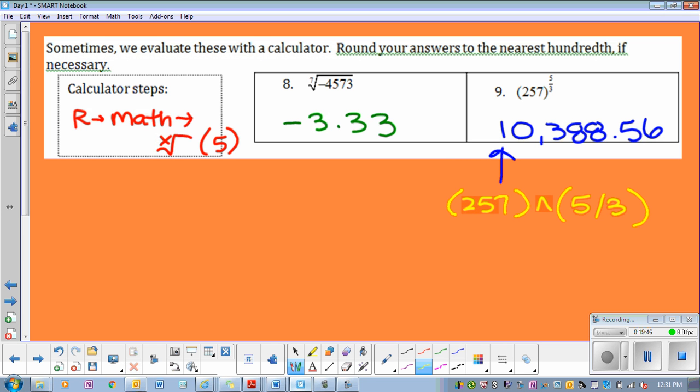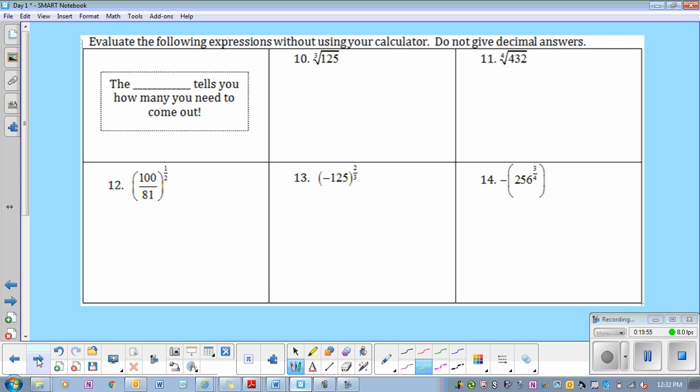Will it always come out as a decimal? For those, yeah. I guess sometimes it may not, but if we're saying evaluate using a calculator, it'd probably be a decimal. Okay.